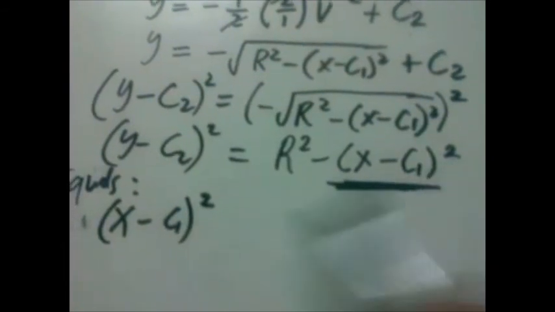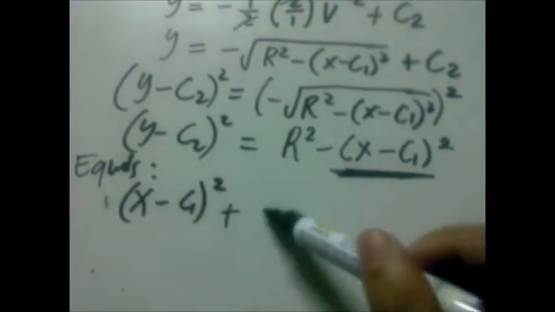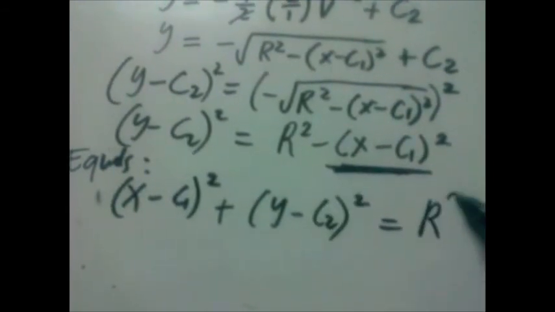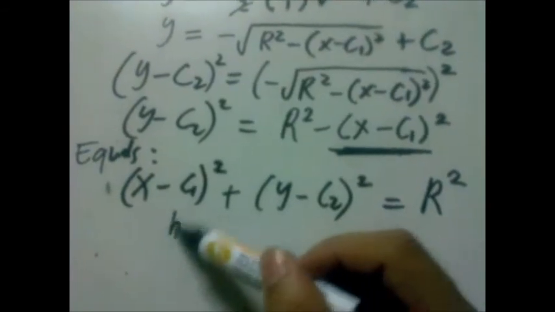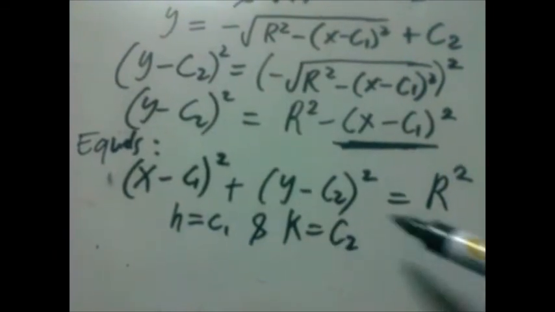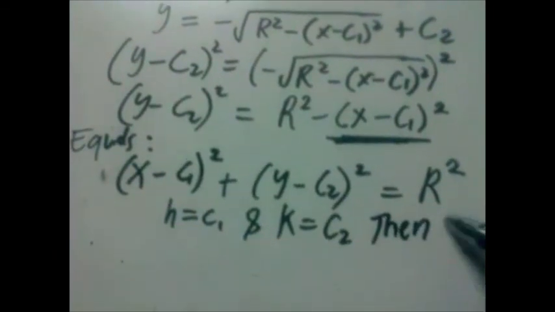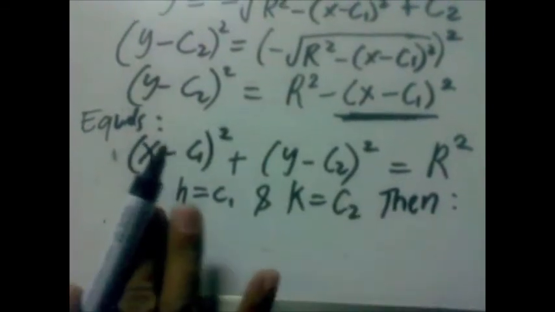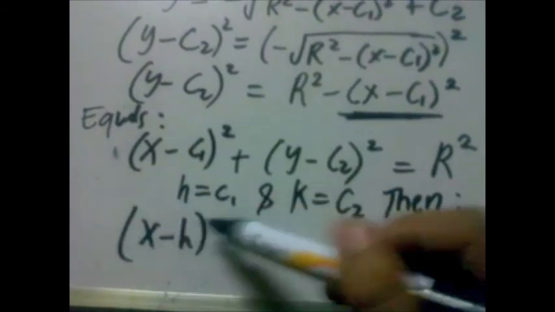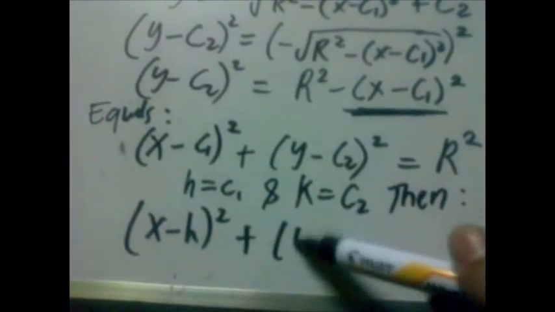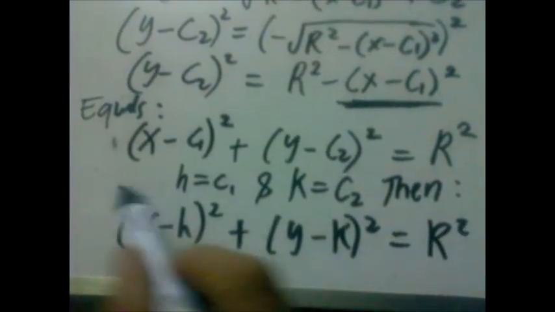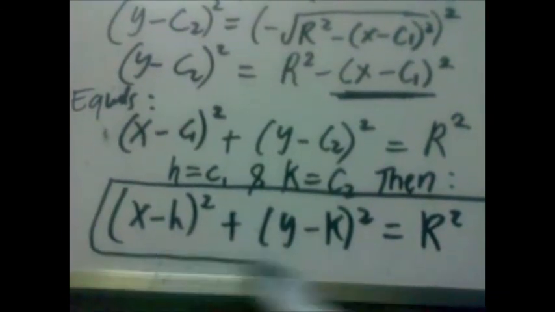I transfer these terms to the left side, then plus y minus c2 squared is equal to r squared. So let me define that h is equal to c1 and k is equal to c2. Then the equation will become our final answer for this: x minus h squared plus y minus k squared is equal to r squared. So definitely we derived the equation of a circle.